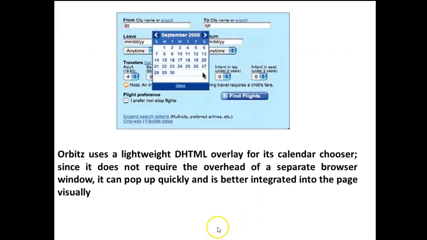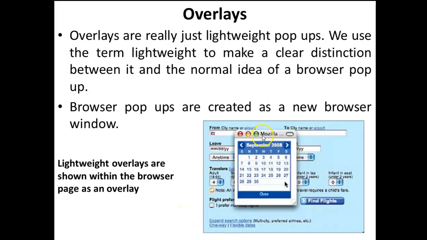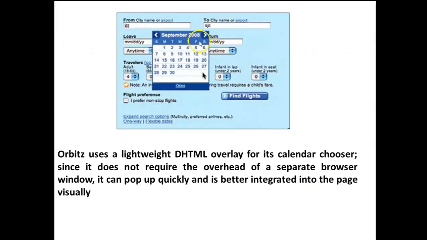Here is an example. Orbitz, a travel booking website, uses a lightweight DHTML, dynamic HTML, overlay for its calendar chooser. Since it does not require the overhead of a separate browser window, it can pop up quickly and is better integrated into the page visually. If you consider the previous example, there we have a browser pop-up, but in the same example here it is displayed within the page.